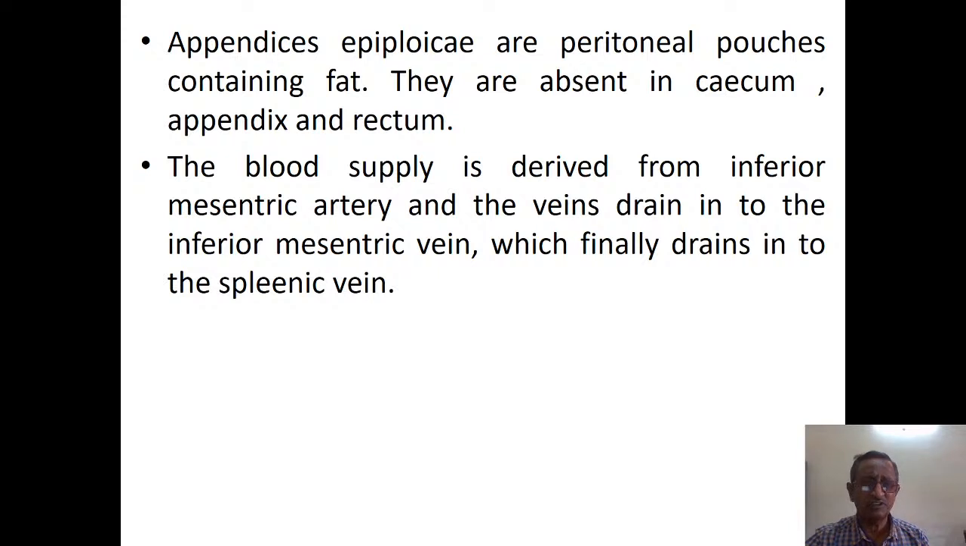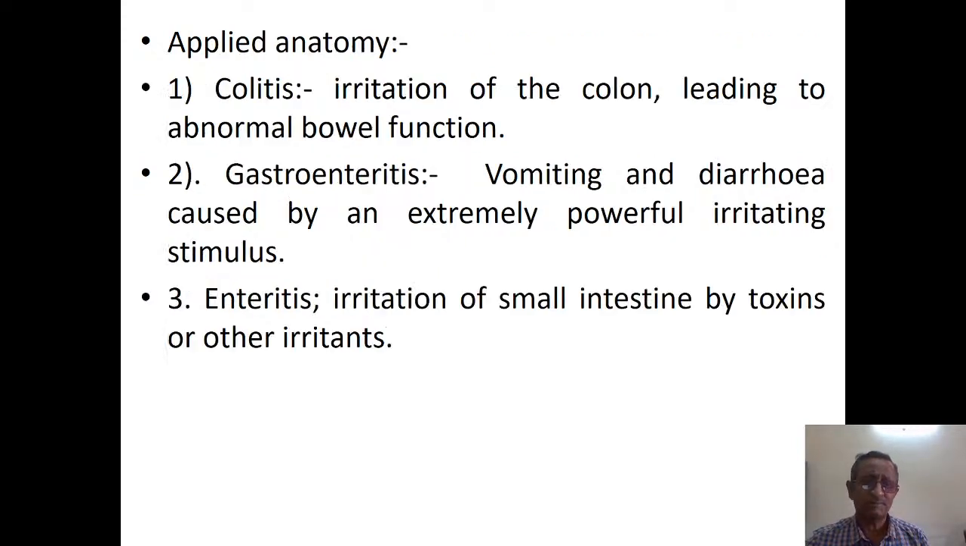Of course, the appendix you are not seeing here. Then the blood supply is derived from the inferior mesenteric artery and the veins drain into the inferior mesenteric vein, which finally drains into the splenic vein. So the blood supply to this large intestine is from the inferior mesenteric artery, and the drainage will be into the inferior mesenteric vein, which drains into the splenic vein and thereby to the portal vein.